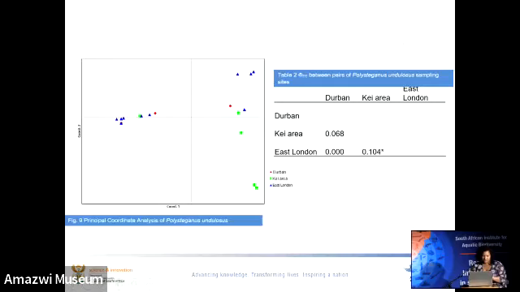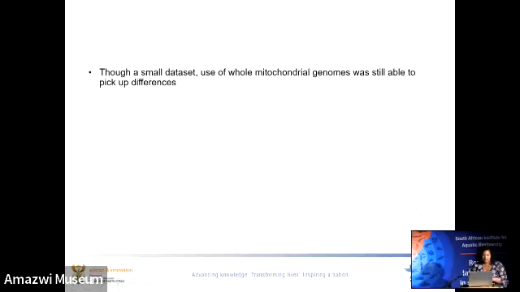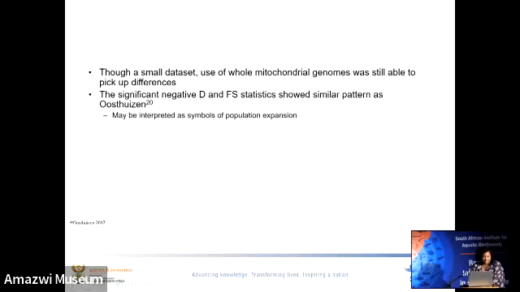Also, the PCoA and the Phi pairwise also showed some difference between Kai and East London. However, we're looking at a small data set, so there are no clear trends as of yet. So in summary, even though we used a small subset of our data set, 19 whole mitochondrial genomes is still able to pick up differences.